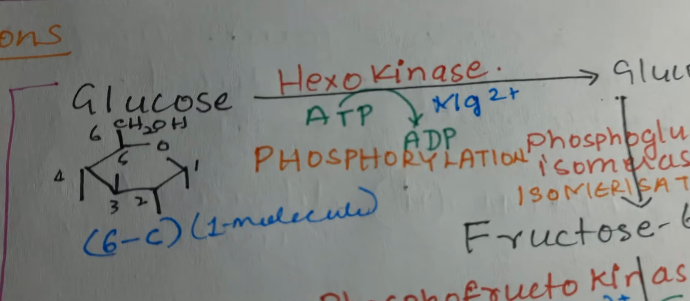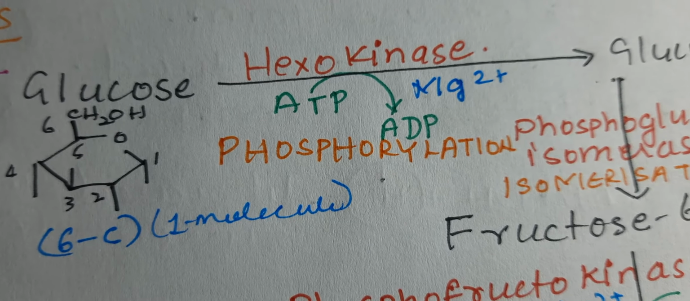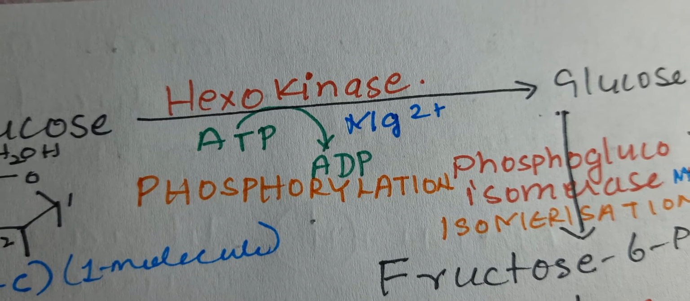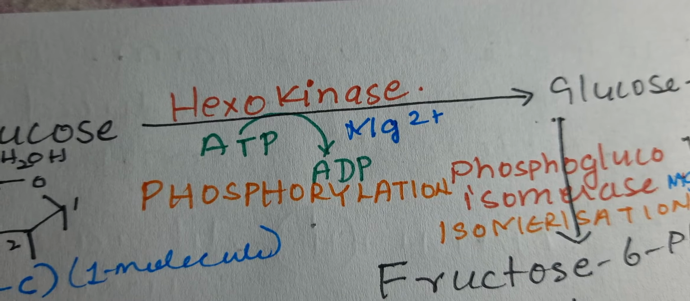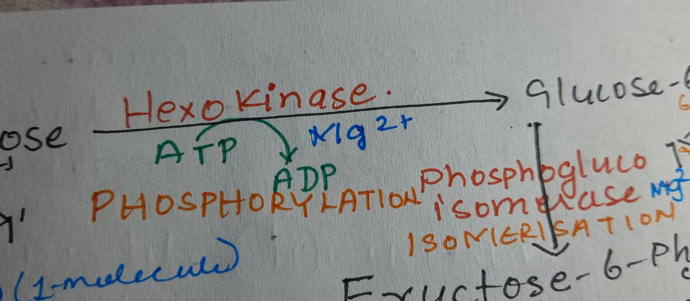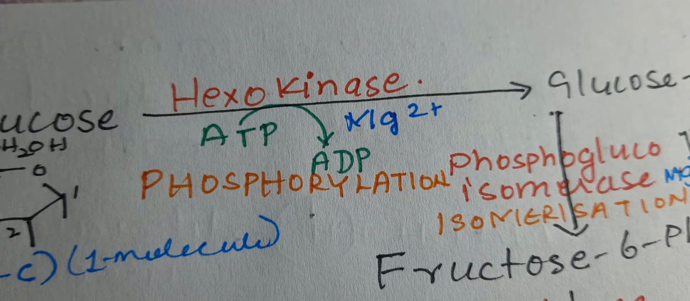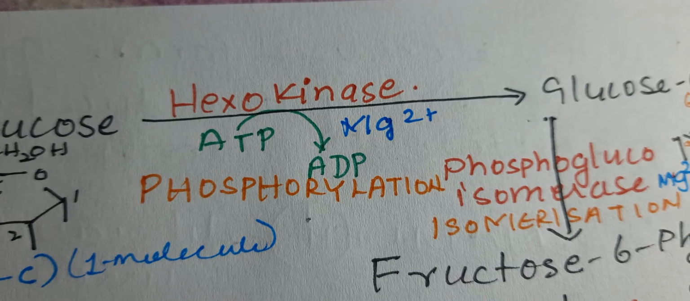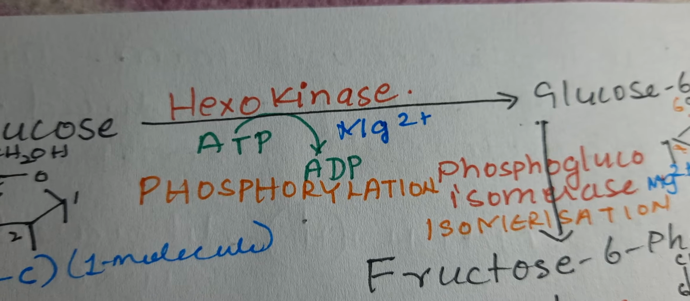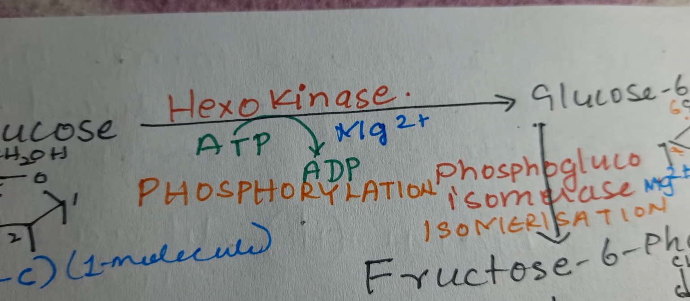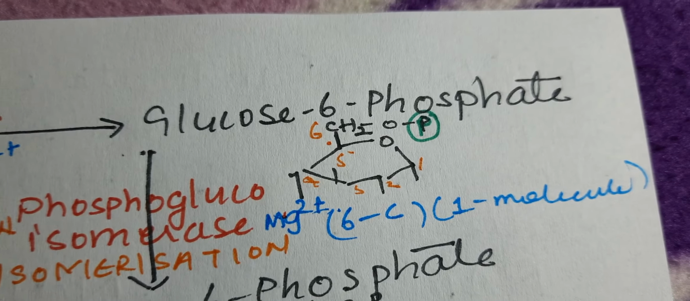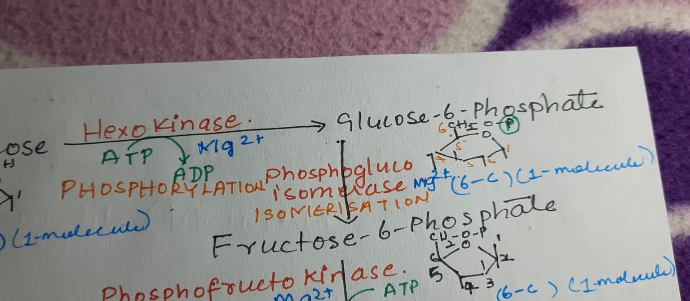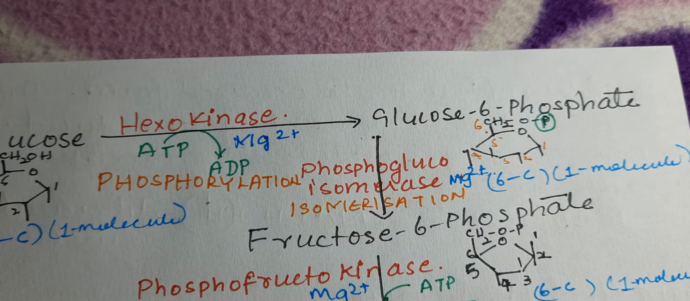At the 6th position in the glucose, 1 phosphate is added with the help of the enzyme hexokinase. Magnesium is the cofactor for it, and it utilizes ATP. So ATP is utilized as energy, and it generates ADP plus Pi, which is used in the phosphorylation at the 6 position. So now the glucose is converted into glucose 6-phosphate, and this is a phosphorylation reaction.